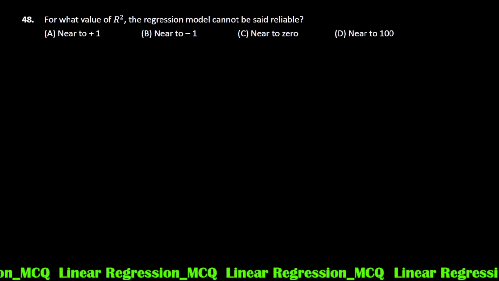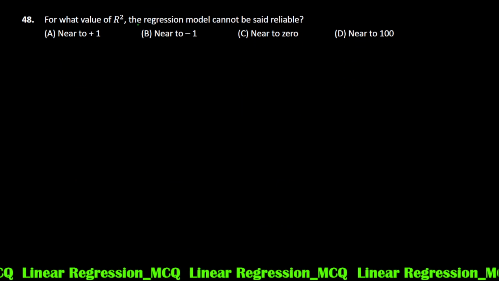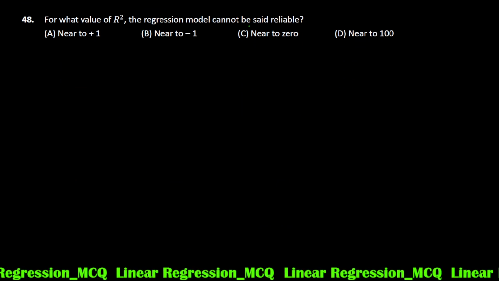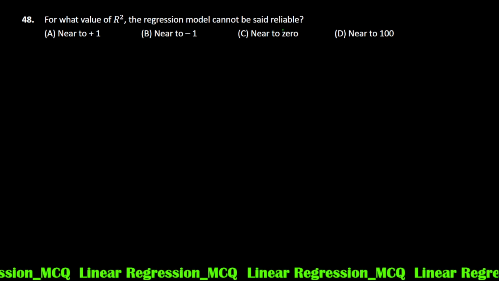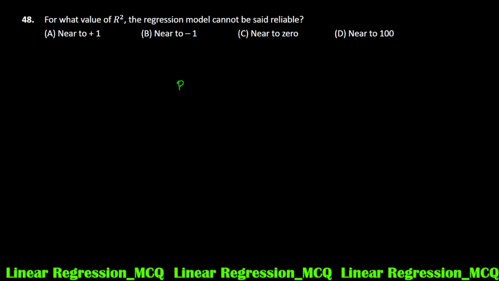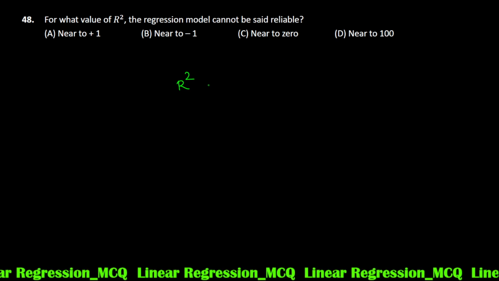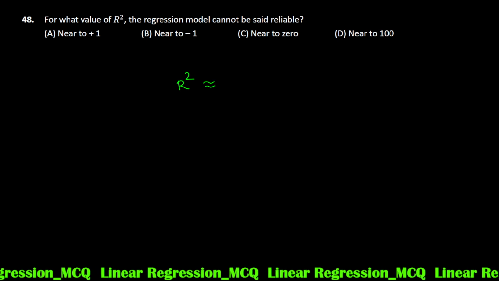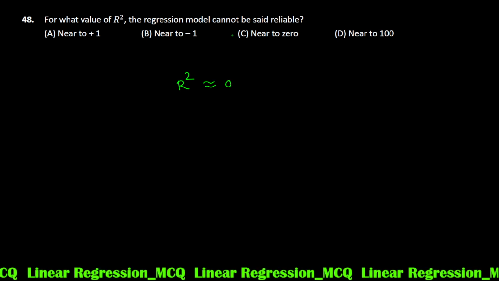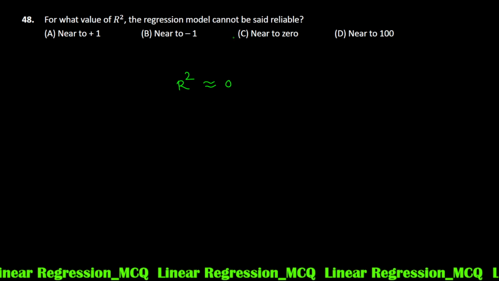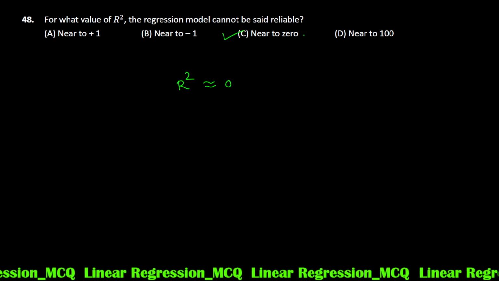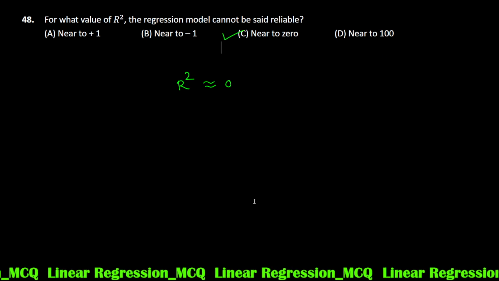Question number 48. For what value of r square the regression model cannot be said reliable? If r square is near to 0, approximately 0, then regression model is not reliable. It is not advisable to use the regression line for estimation. So option C is correct, near to 0.